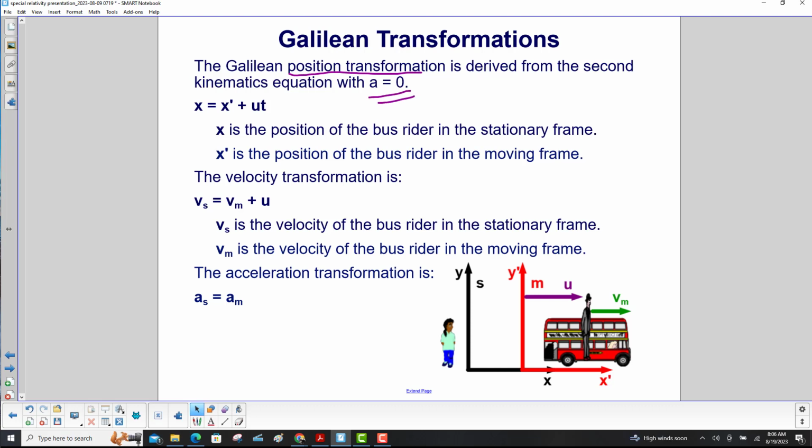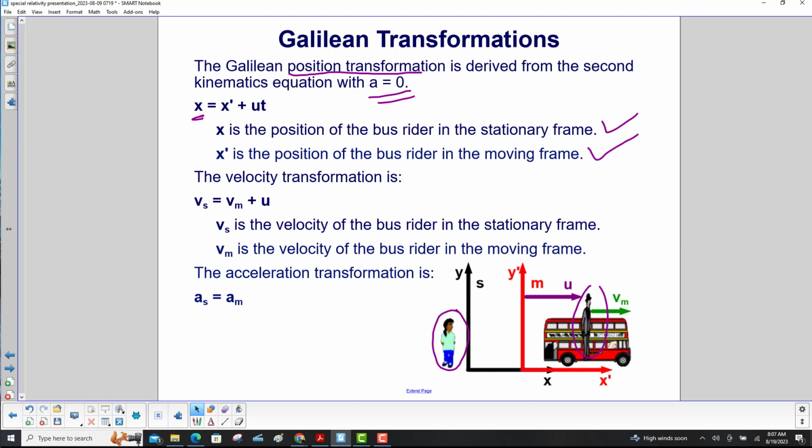Right? Because neither one of these frames has an acceleration. It's going to be x is x prime plus ut. So x is what this person is measuring. X prime is measured by someone in the bus. U is the velocity of the moving reference frame, which in this case is the bus. So x is the position of the bus rider in the stationary frame. Just saying it again, x prime is the position of the bus rider in the moving frame.